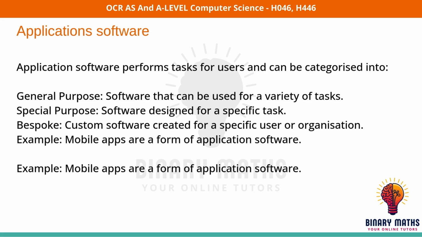Application software performs tasks for users and can be categorized into general purpose, special purpose, and bespoke software. General purpose software can be used for a variety of tasks such as word processors and spreadsheets. Special purpose software is designed for a specific task like photo editing software. Bespoke software is custom software created for a specific user or organization. Mobile apps are a form of application software that can be used for various purposes, from communication to entertainment.